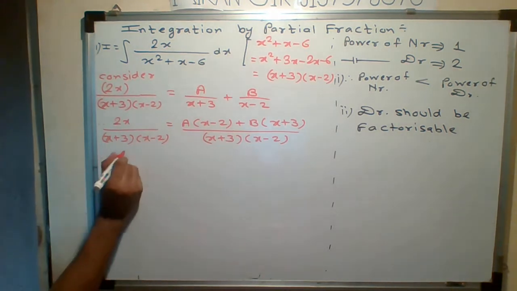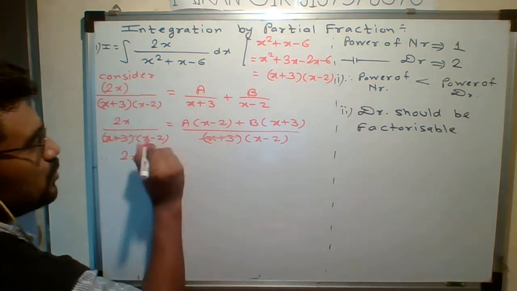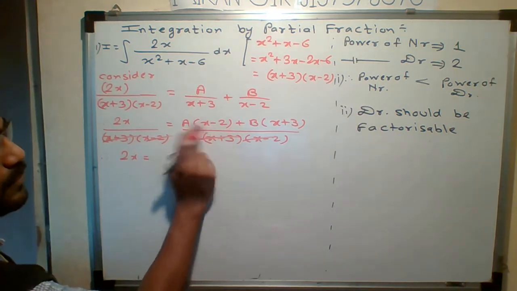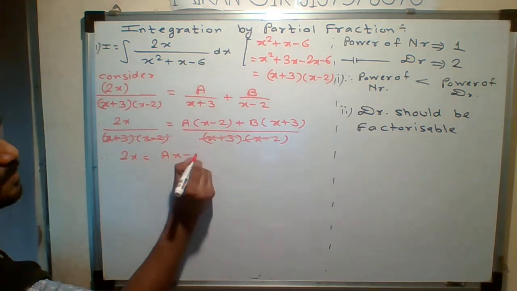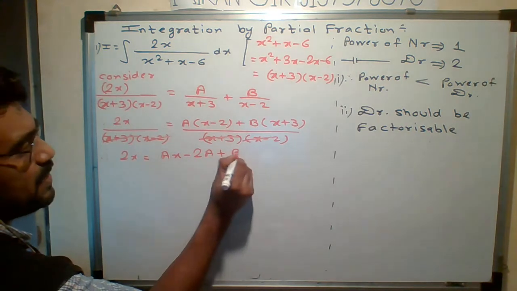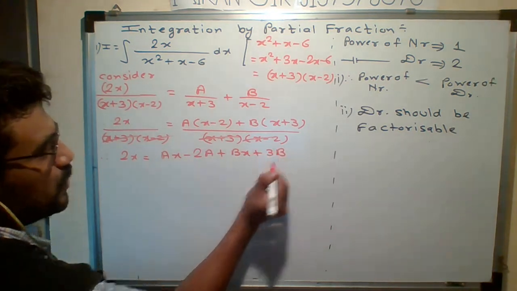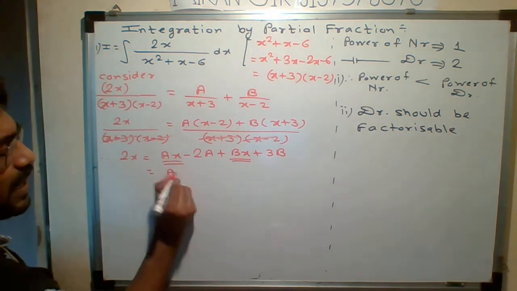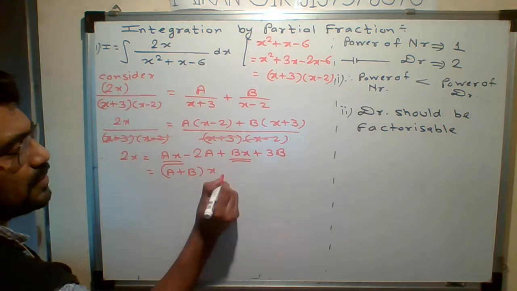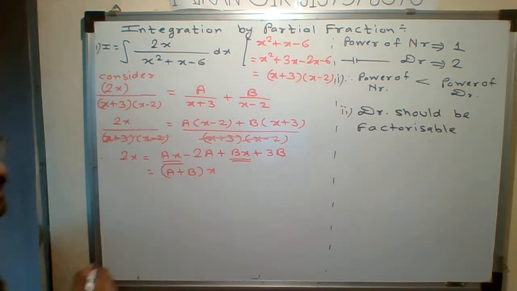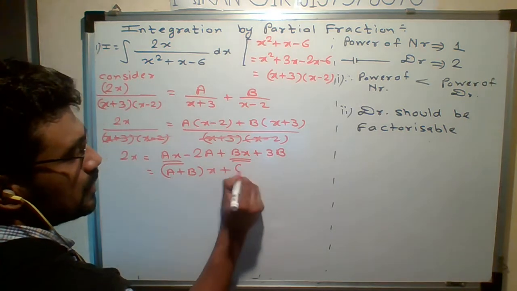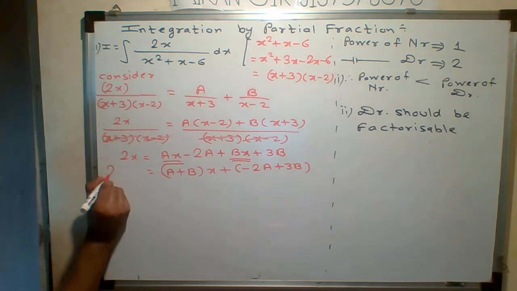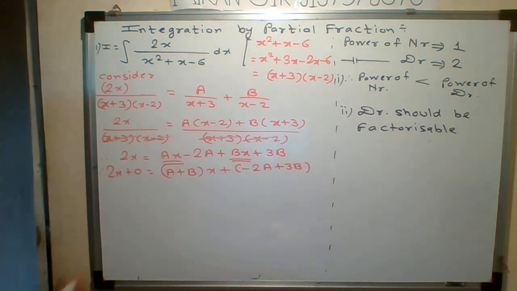In the next step the denominator is going to cancel. So what is the remaining term? 2x equals a into so and so. I will multiply a inside: ax minus 2a plus bx plus 3b. In the next step, for the terms in which x is present, I will take x common. If I take x common, what remains inside is a plus b. The remaining terms are minus 2a plus 3b. And on the left-hand side you see 2x. There is no constant, so I will put 0.